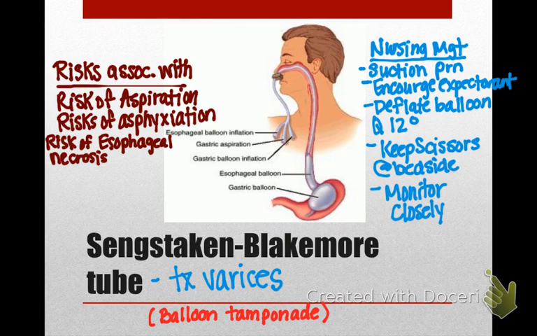Airway, airway, airway with this. Airway, airway, airway with bleeding, too. If they're bleeding varices, what do you think your priority is? Aspiration. It's not to go get them 2 units of blood. It's to keep their airway clear. If varices are bleeding, your airway is your priority.